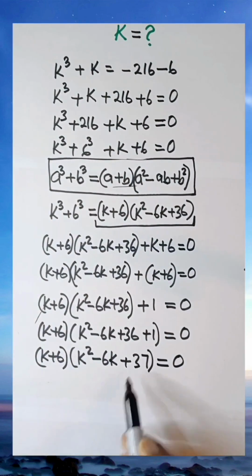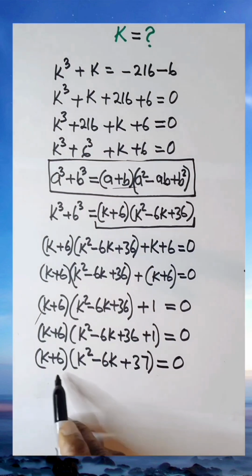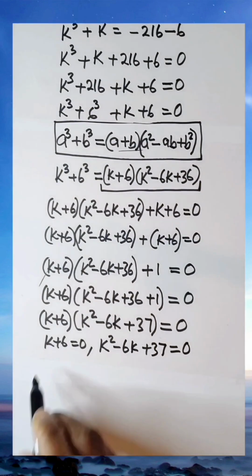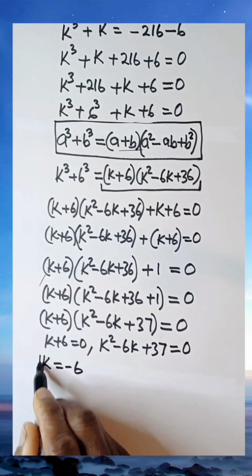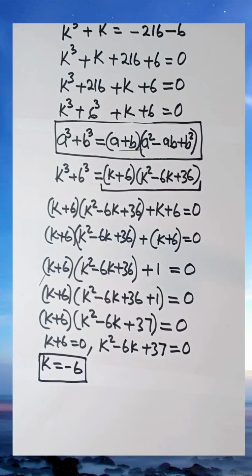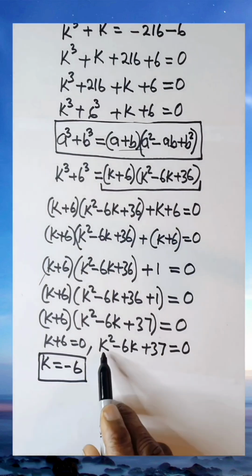We have two factors on the left-hand side. Let us equate each of the factors to 0. So solving for k, we have that k is equal to minus 6. This is our first solution. And here we have a quadratic equation. We cannot factorize it. We are going to use the quadratic formula to solve for the values of k.